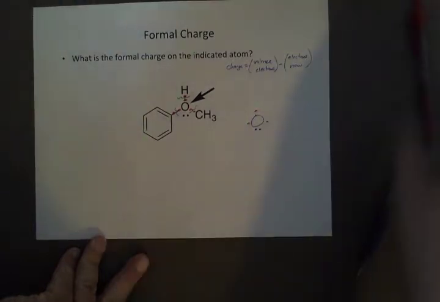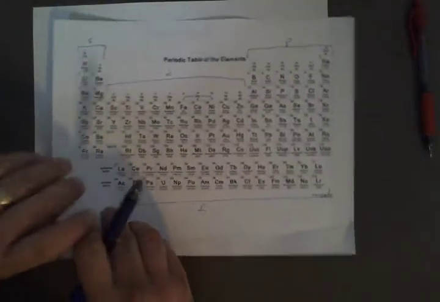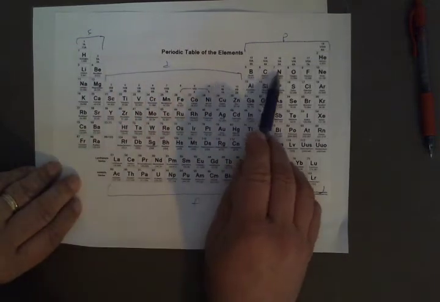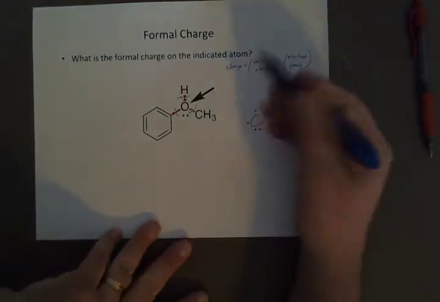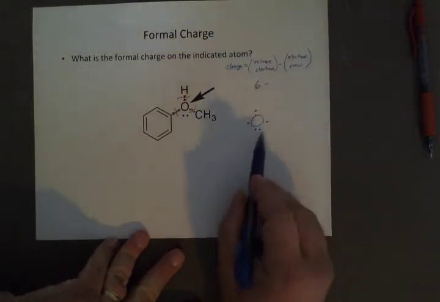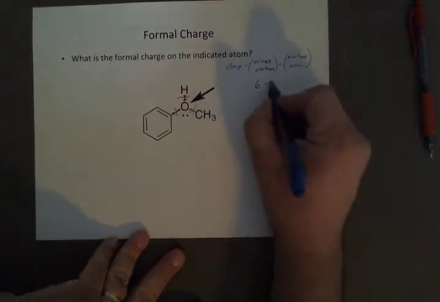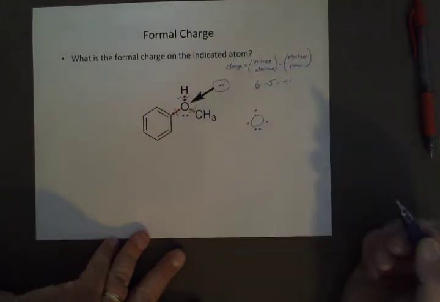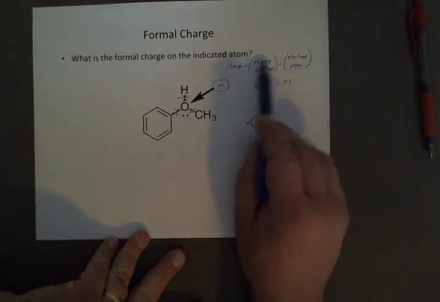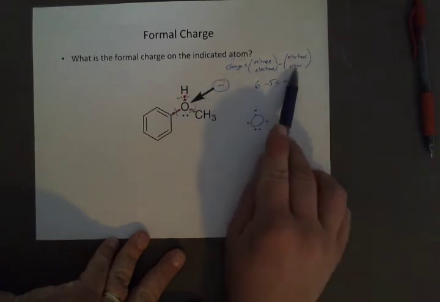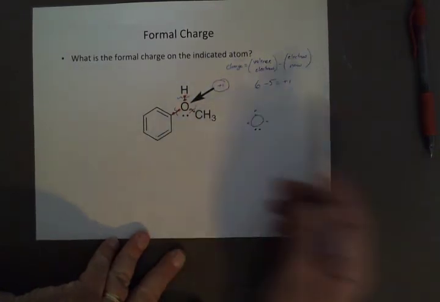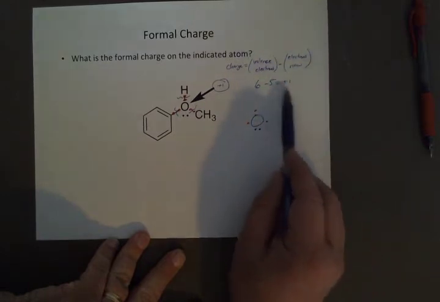So oxygen, you look at the periodic table. How many valence electrons does it have? 1, 2, 3, 4, 5, 6. So it has 6. And you subtract how many it has now, which is 1, 2, 3, 4, 5. So therefore it's positive 1. So you take the valence electrons from the periodic table minus how many electrons it has now, and that's going to give you the formal charge. It could be 0, it could be whatever.